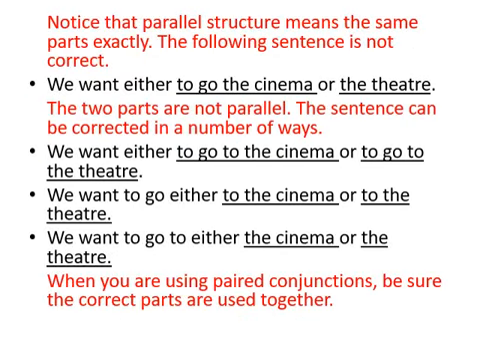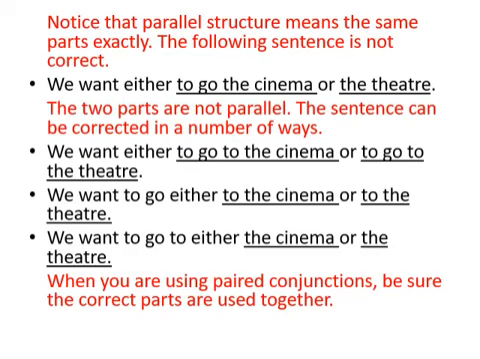طيب notice that parallel structure means the same parts exactly زي ما قلنا، نفس الأجزاء بالظبط. The following sentence is not correct. We want either to go to the cinema or the theater. ممكن يتهيأ لنا ما نسمعها كده إنها صح، بس هي مش صح. أنا بقول either to go to the cinema، to go to the cinema يبقى لازم هقول إيه؟ or to go to the theater. اللي يجي بعد either هو نفس اللي يجي بعد or.